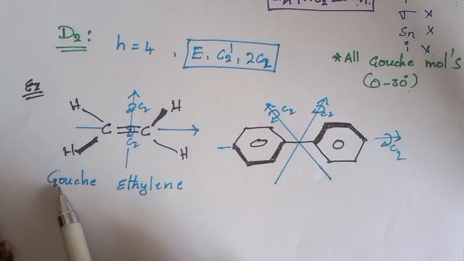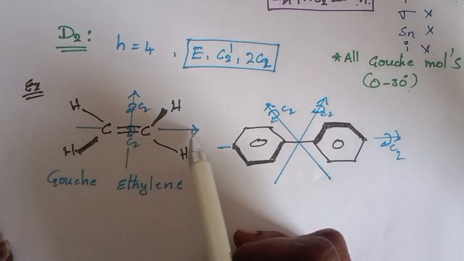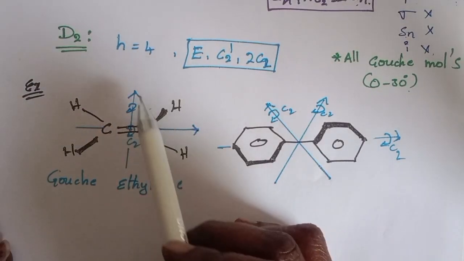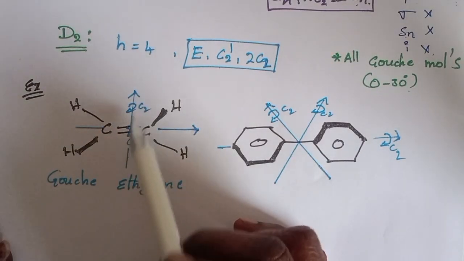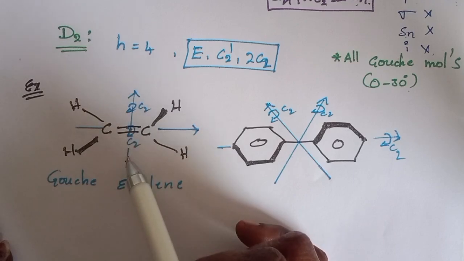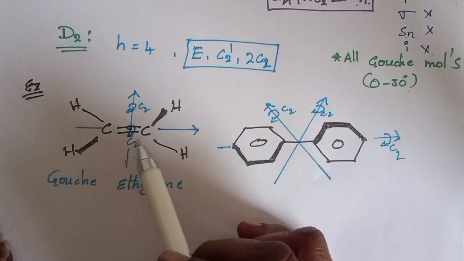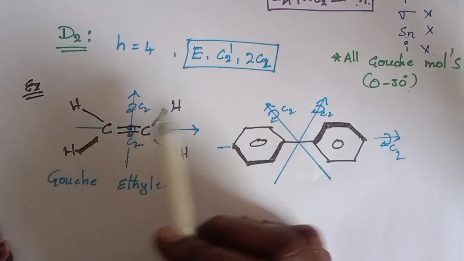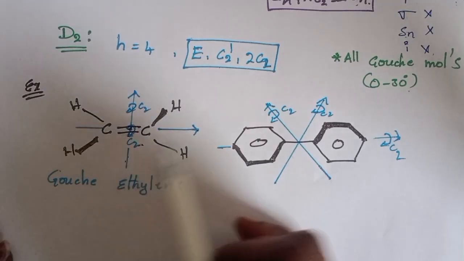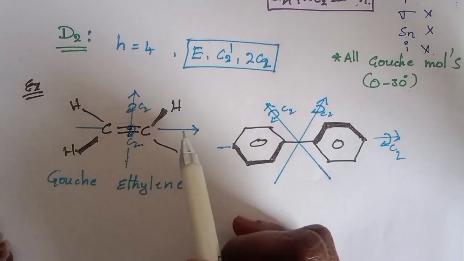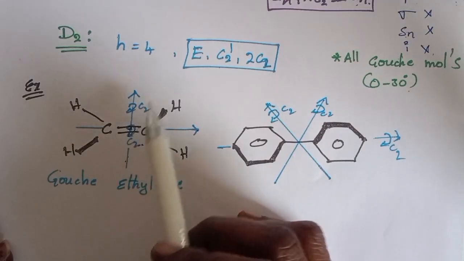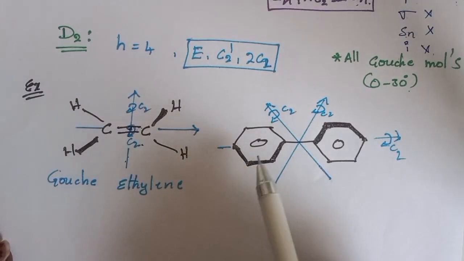So, in gauche ethylene, one of the C2s is passing through the 2 carbon atoms, one C2 is passing in between the double bond, and another C2 is possible through the center of gravity. And it is non-planar, so there is no plane, no improper axis of symmetry, no inversion. So C2 followed by 2 C2s will be present. And one more example is biphenyl.